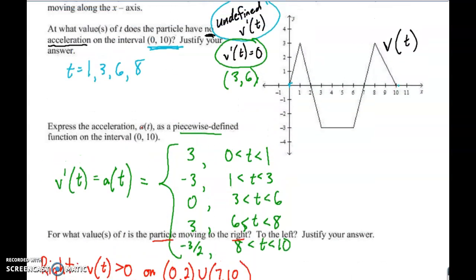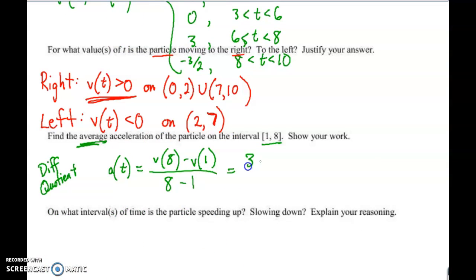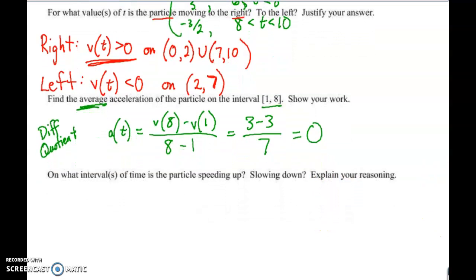So as you go back to the problem, well, v of 8 was 3, and v of 1 was also 3. So we're looking at 3 minus 3 over 7, which would just be equal to 0. 0 divided by 7 is still 0. Okay, so as a reminder, as we move on to the next thing, remember when we are speeding up, that means velocity and acceleration are the same sign. So this would be your reason as to, if they're the same sign, then we are speeding up.